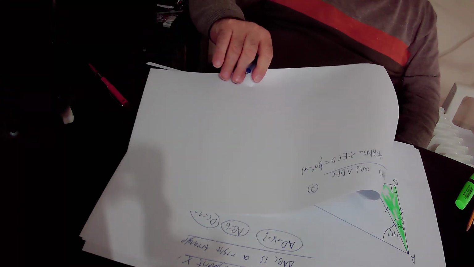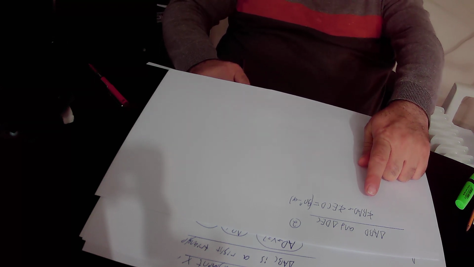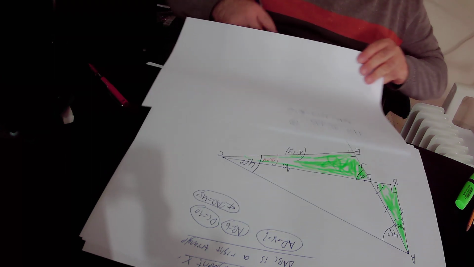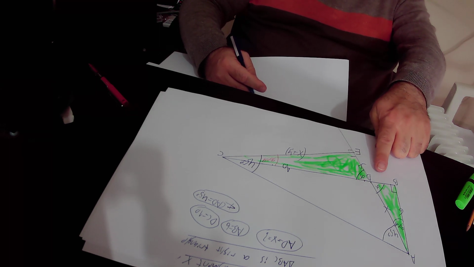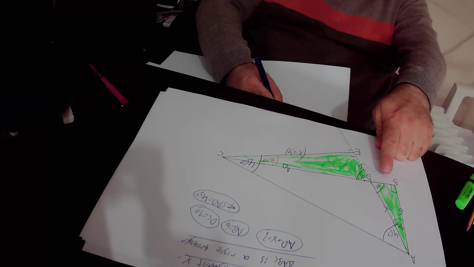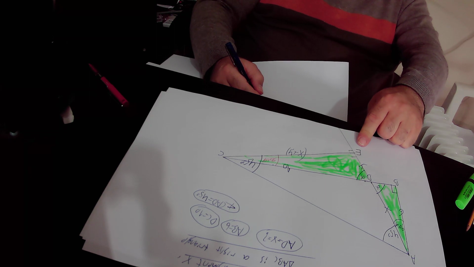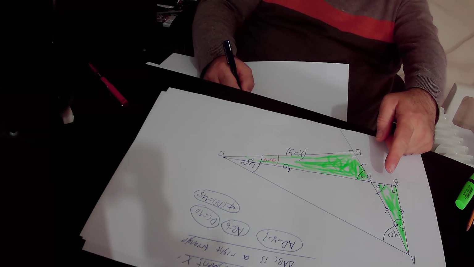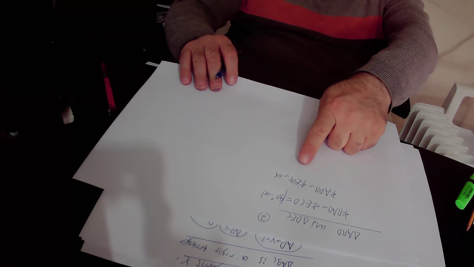I repeat again. In the right triangles, triangle ABD and triangle DEC, the right green triangles, angle BAD equals angle ECD equals 90 degrees minus alpha. Angle ADB, this angle, is equal to angle EDC, this angle. And both those two angles are equal to alpha according to our definition. Angle ADB equals angle EDC equals alpha.